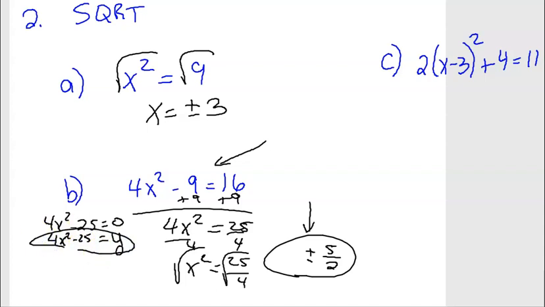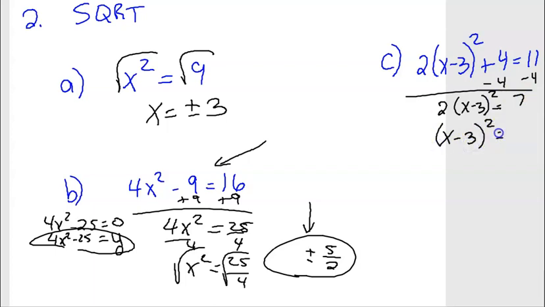All right, so this one right here, if I minus 4 from both sides, divide by 2, and then to get rid of the square, I'm going to square root both sides. So square root both sides. So x minus 3 equals plus or minus the square root of 7/2, and then we're going to add 3 to both sides.